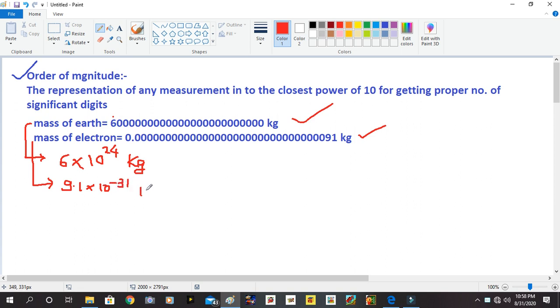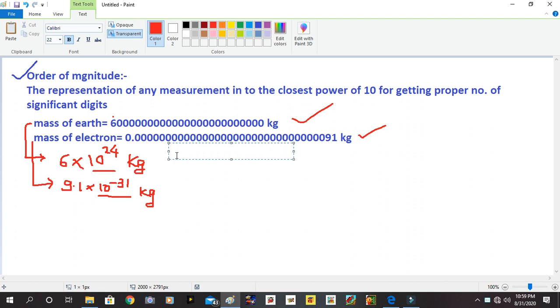So when we write any quantity into the closest power of 10, then we call it the order of magnitude. But here I cannot say this is the order of magnitude. This is just that we can represent any quantity into the closest power of 10. So what is the order of magnitude and what are the rules? Consider examples to study order of magnitude.